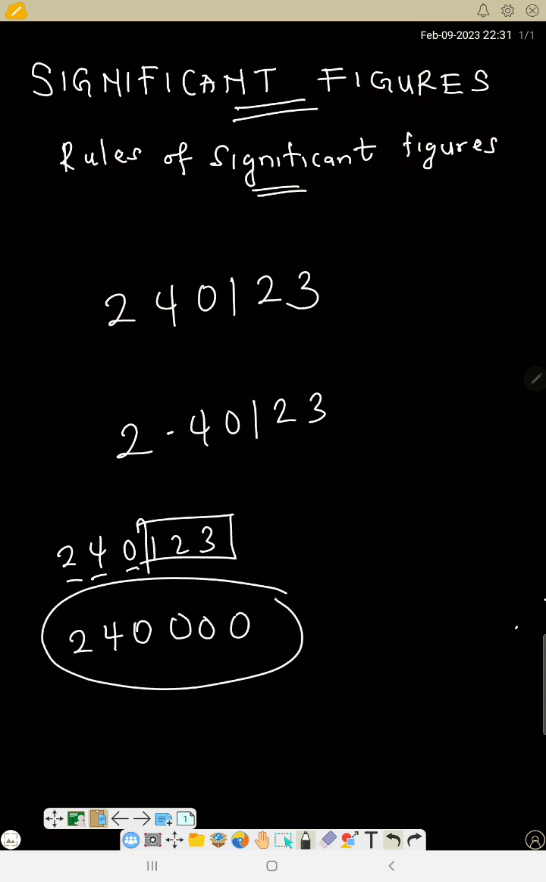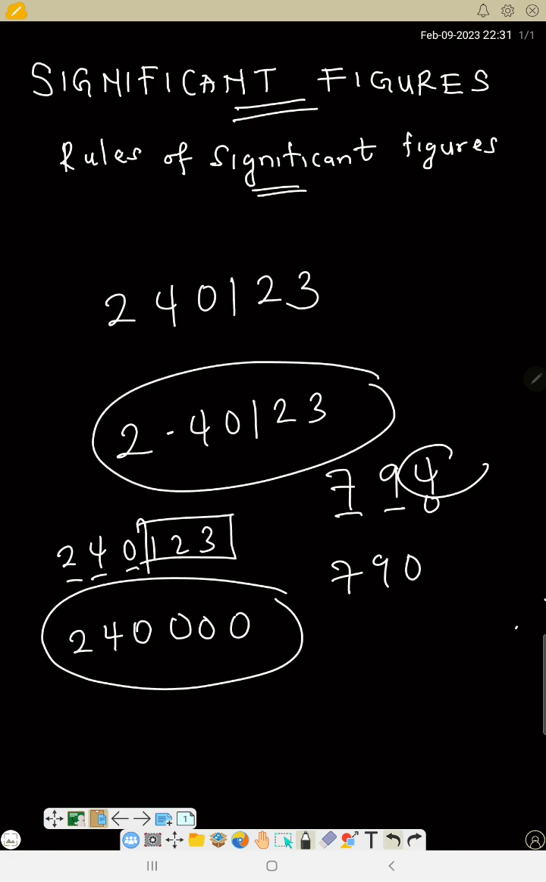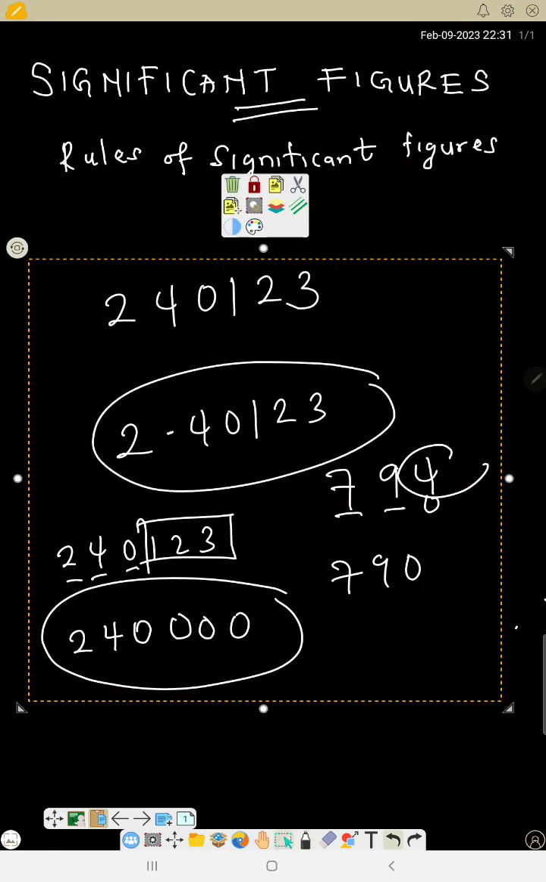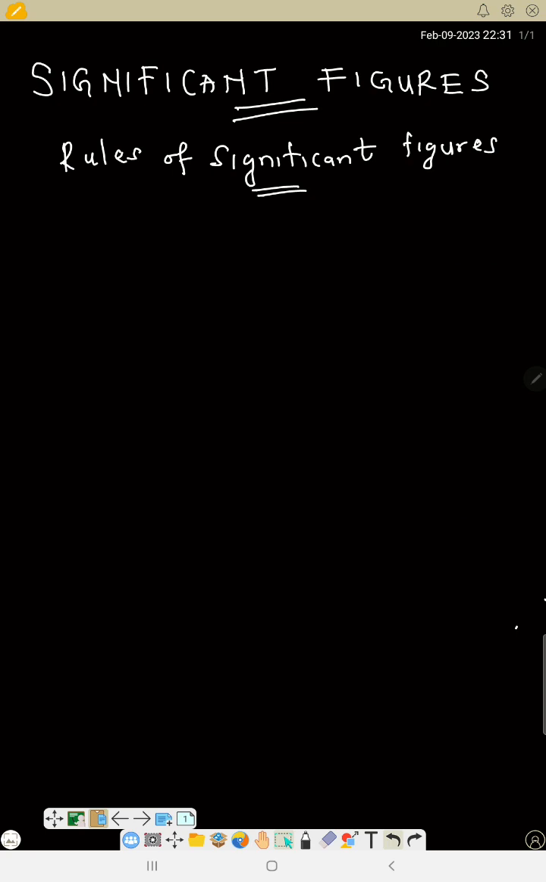Take notes. If I have 794, this one to two significant figures. You know, two significant figures means two numbers. Any number that now follows, change it to 0. This is 790. But if there is a decimal like this, the case will be different. You don't turn any number to 0, you stop.